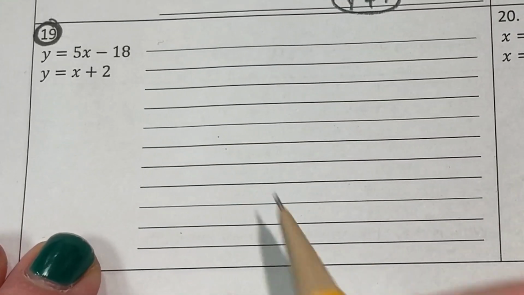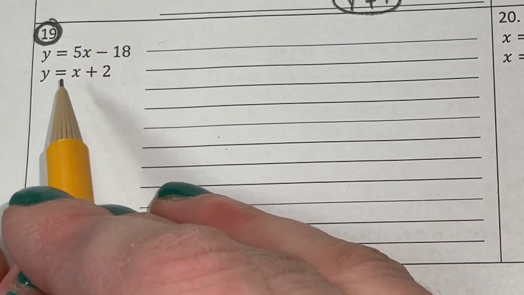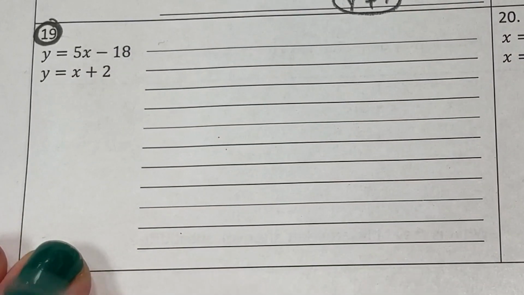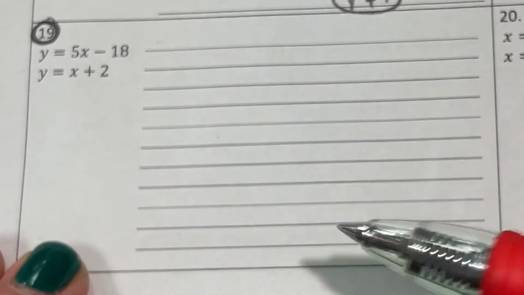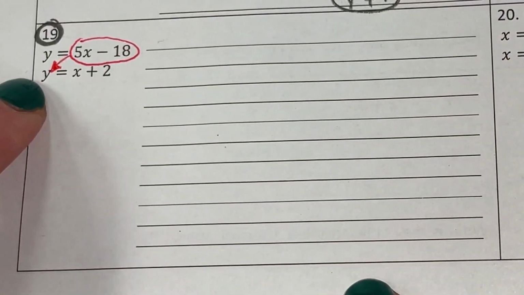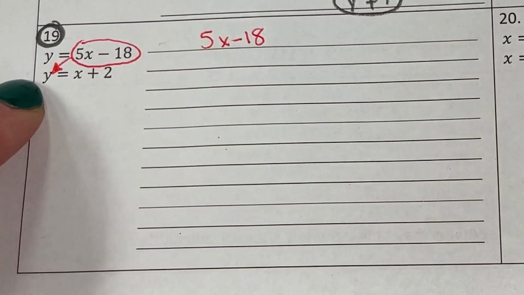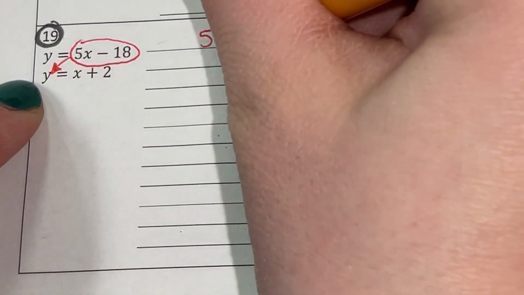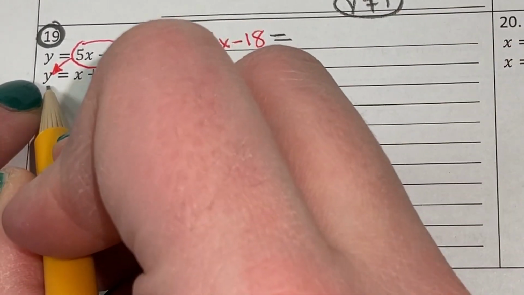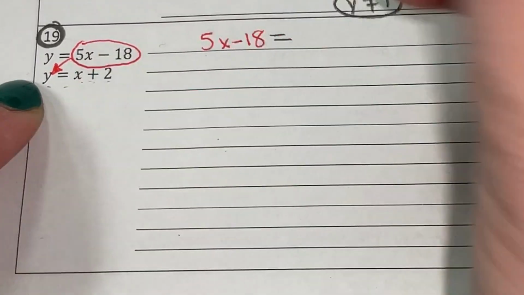All right, last example here. We have y equals 5x minus 18, and then we have y equals x plus 2. Both of these have a y equal to some stuff. So all I have to do is take the stuff in this top one and plug it into the other y. So I can write this as 5x minus 18 equals, because I'm replacing this y, that's why it's in red, with x plus 2.